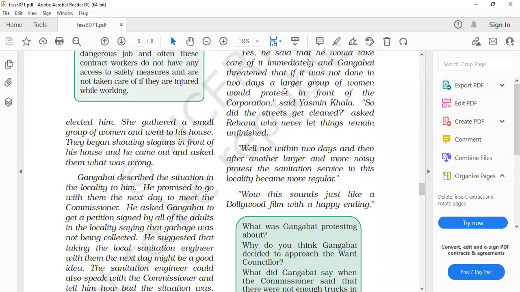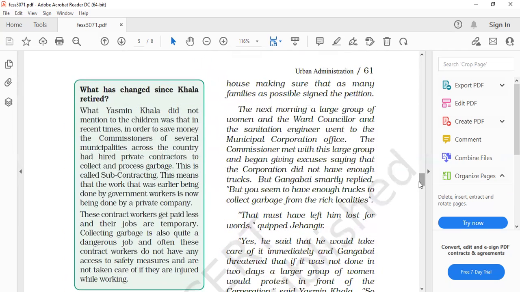And see here, within 2 days, another larger and more noisy protest by the sanitation service, led by Gangabai, would happen. If it was not done in 2 days, a large group of women would protest in front of the corporation. And see the outcome: the next morning, a large group of women, the ward councillor and the sanitation engineer went to the municipal corporation office. The commissioner met with this large group and gave excuses, saying that the corporation did not have enough trucks.